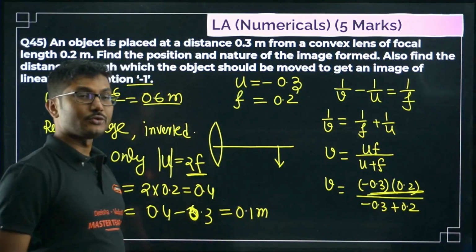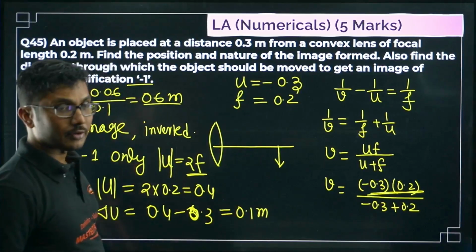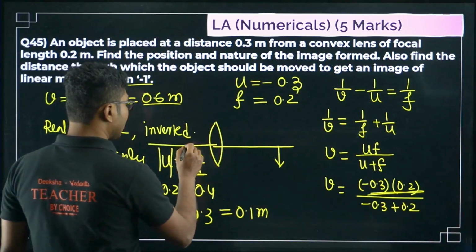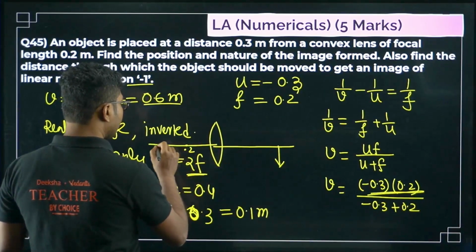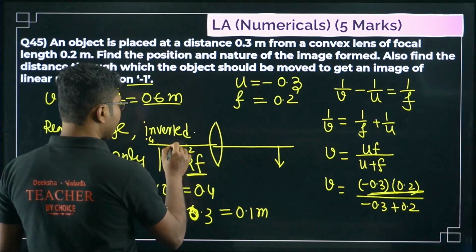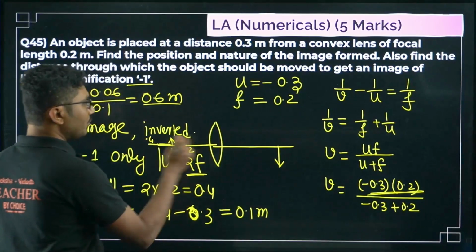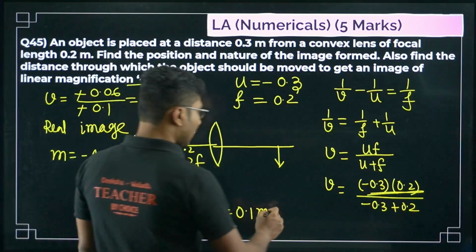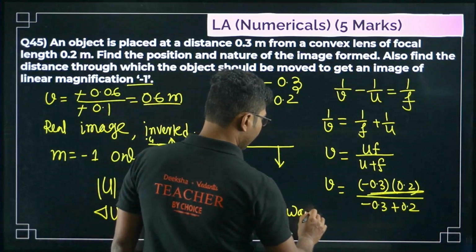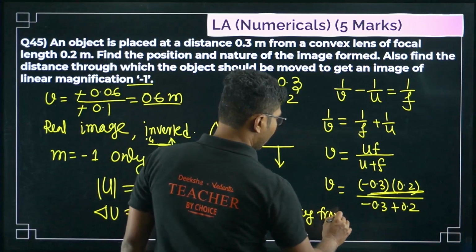And in which direction should we move? We should move away from the lens, because the object was between, so this is 0.2, this is 0.4, and the object is somewhere here. So we have to move the object away from the lens, right? So away from the lens.